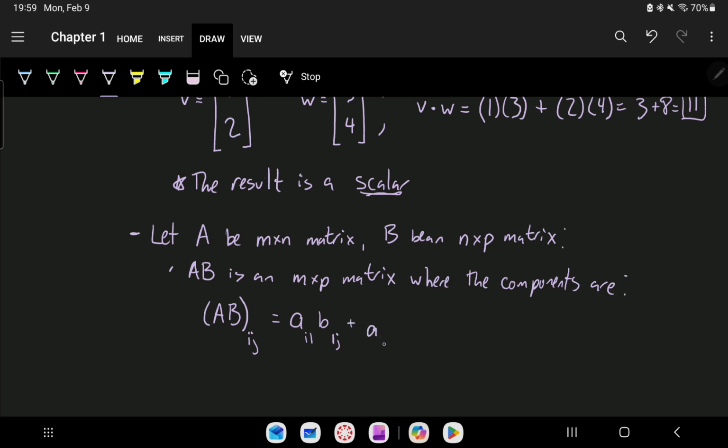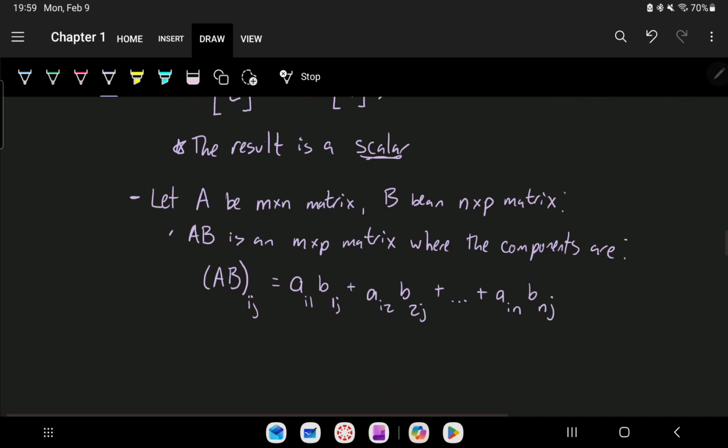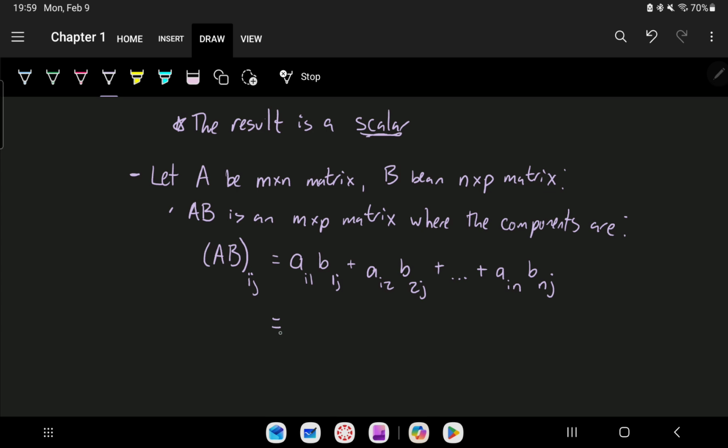plus A_i2 B_2j, plus however many rows and columns you have. And then the last is going to be A_in B_nj. If you remember summation notation from calculus, you'll recognize that we can write this as the sum from k equals 1 to n of A_ik B_kj.